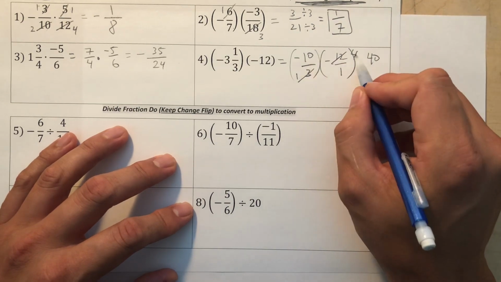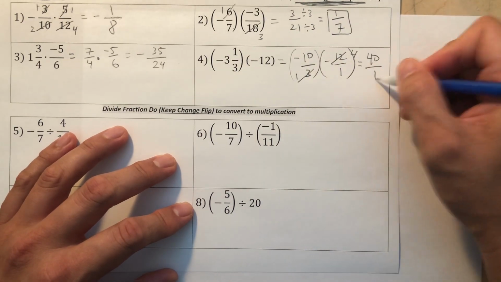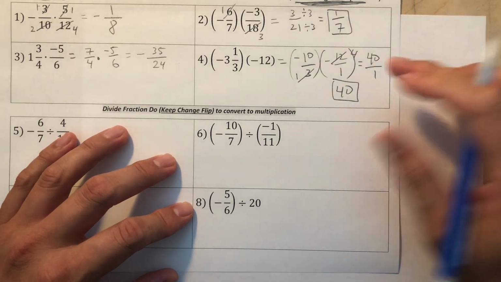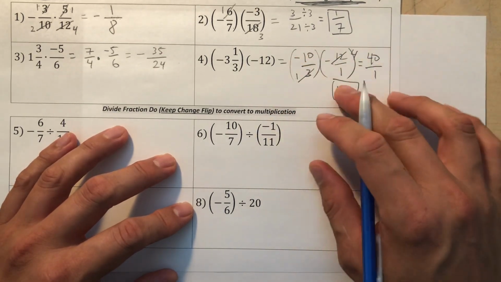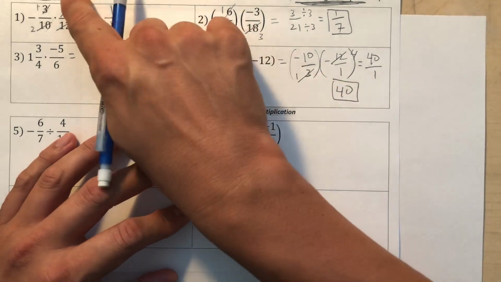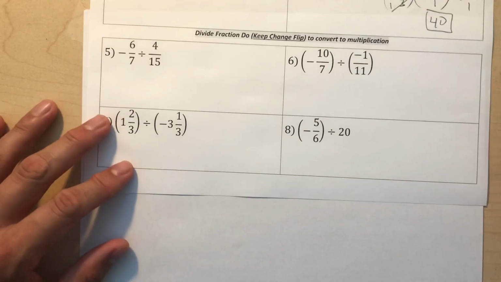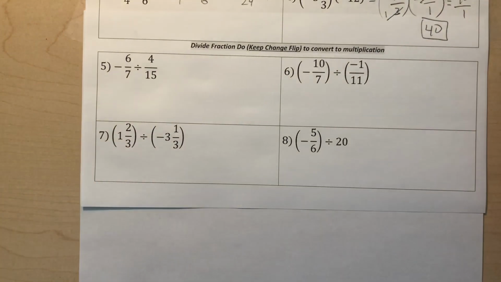Again, 10 times 4 and 1 times 1. You could leave it as 40 over 1. You could also just write it as 40, that is fine too. Remember, use a triangle. Always use a triangle to see what your answer is going to be. And again, negative times a negative is positive. All right. Now, as you can see, multiplying fractions is actually fairly easy.